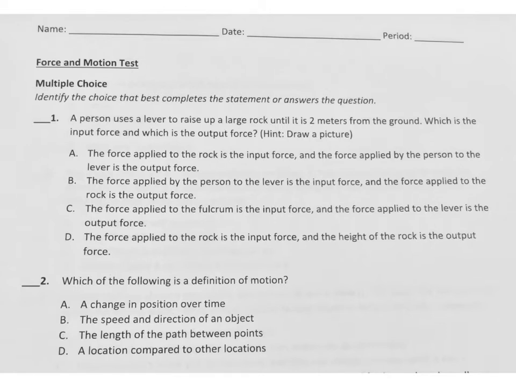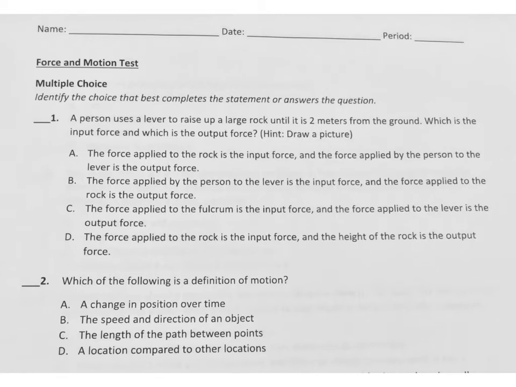Hint, draw a picture. A, the force applied to the rock is the input force, and the force applied by the person to the lever is the output force. B, the force applied by the person to the lever is the input force, and the force applied to the rock is the output force.